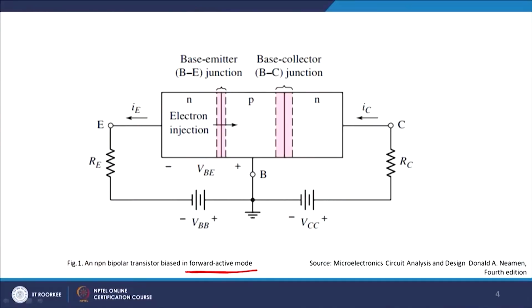Let us look at the NPN transistor in the forward active mode configuration. We generally put an arrowhead here and an arrowhead here, implying that these are variable power sources or variable power supplies which you have.